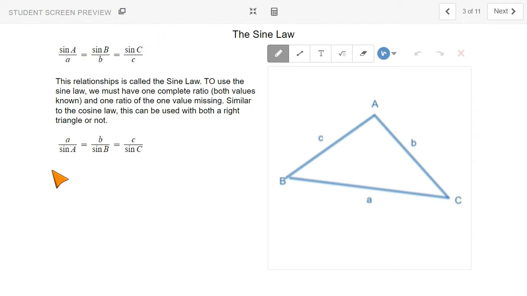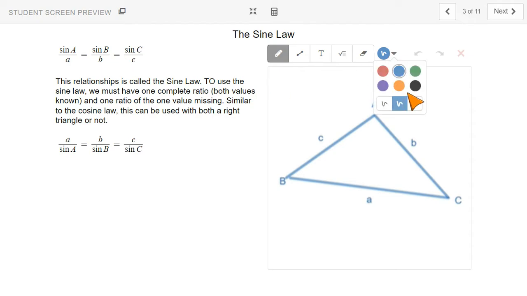This is called the sine law, but we can also rewrite it like this, because we know that a ratio is going to be equal if we flip it as well. Now, since this one has two equal signs in the equation, we can't use all of it. We're only going to pick two corresponding pairs and use those, and then we'll ignore the third.